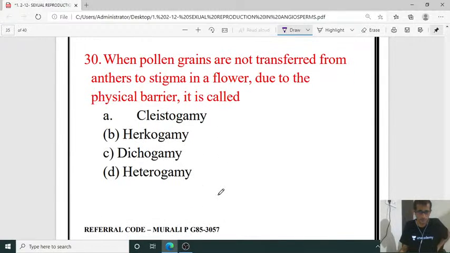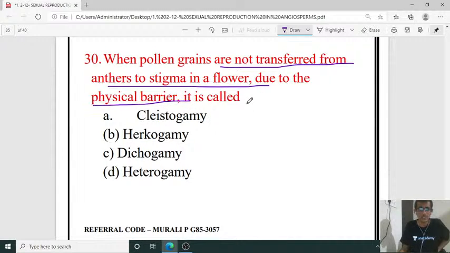And last question, when pollen grains are not transferred from anther to stigma in a flower due to a physical barrier, it is called what? It is called hercogamy. That phenomenon is called hercogamy. So answer for the 30th one, B is the right answer. And so this is the last question.